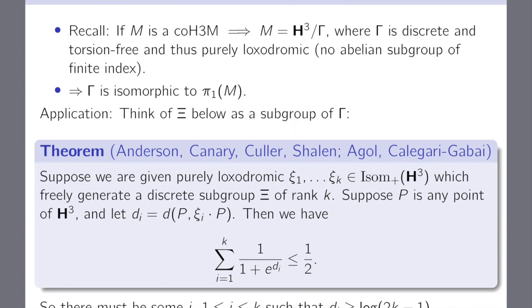What the statement says, so we're going to think of the group below as a subgroup of gamma. That's how we're going to apply it. So if we're given these purely loxodromic isometries, which freely generate a discrete group of rank k, then at least one of them has to move a point in hyperbolic space by a distance greater than or equal to log 2k minus 1 for this inequality to be satisfied.